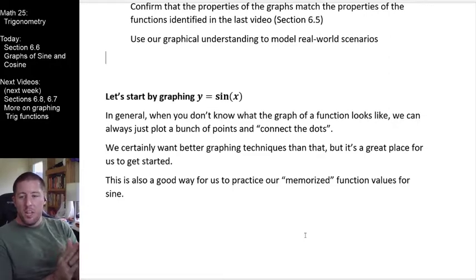And so what I'm going to suggest is we're going to do the lamest thing possible here to get started, and we're going to say, let's just do our plot some points version of graphing things.